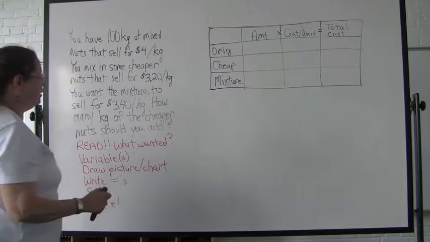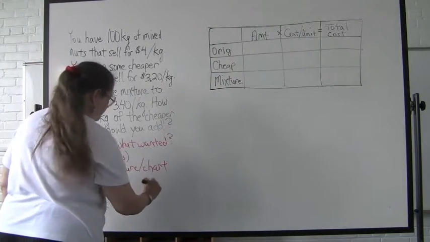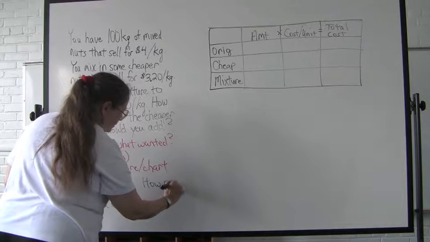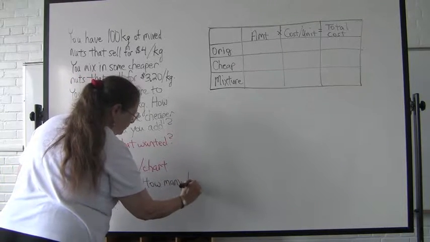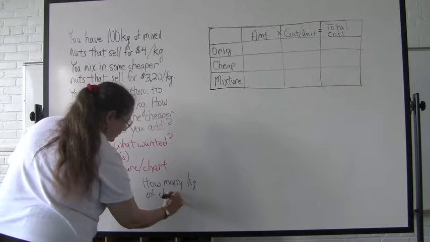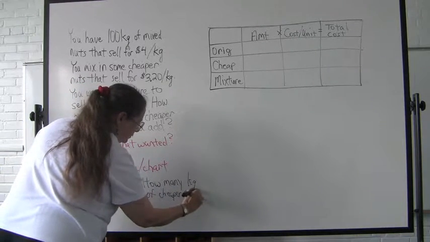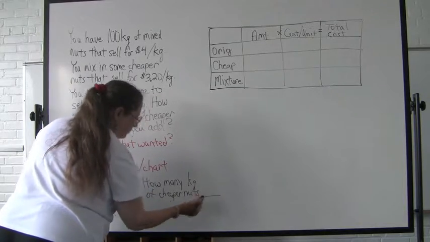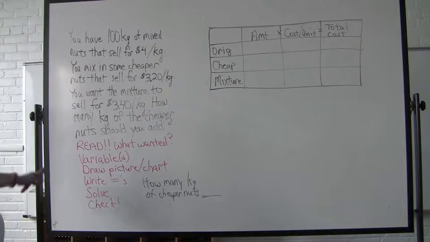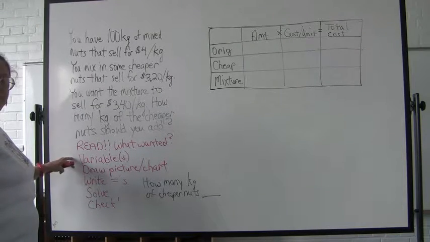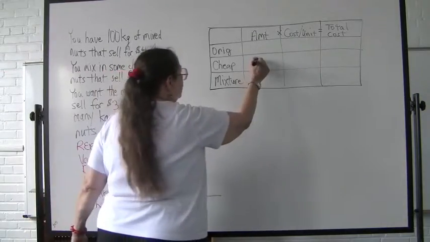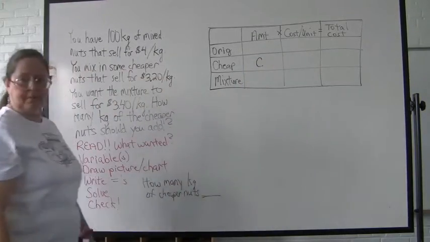So what we want to know is, I'll write it down here, how many kilograms of cheaper nuts. Okay, and we'll put our blank right there for our answer. So what we're going to be looking for, our variable, is how many cheaper nuts, what amount of cheaper nuts. So let's put that right there, C for cheap.